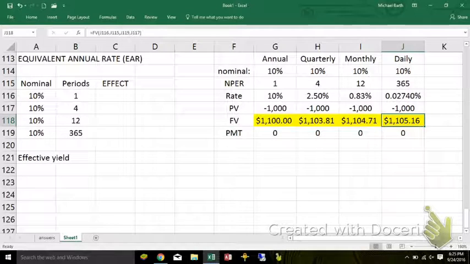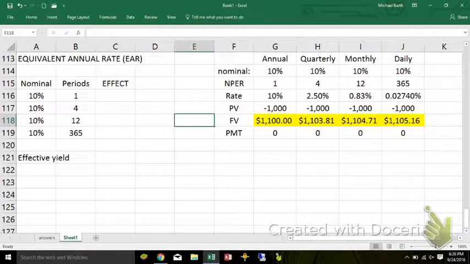For instance, on daily compounding, you're going to have more money tomorrow than you put in today. That's because you're going to have your original $1,000 plus 1 day's worth of interest, and that day's worth of interest starts earning interest on the interest tomorrow. So that's why you end up with more. That's called the magic of compounding.